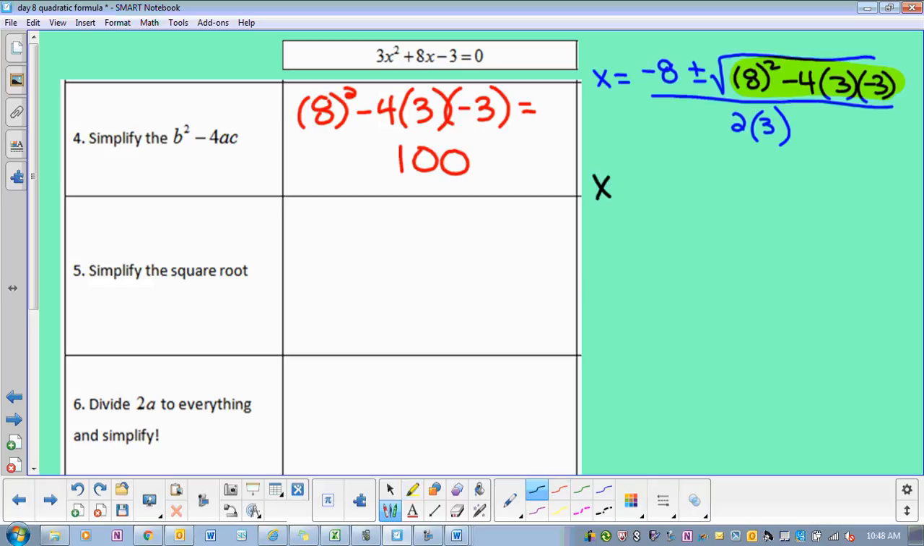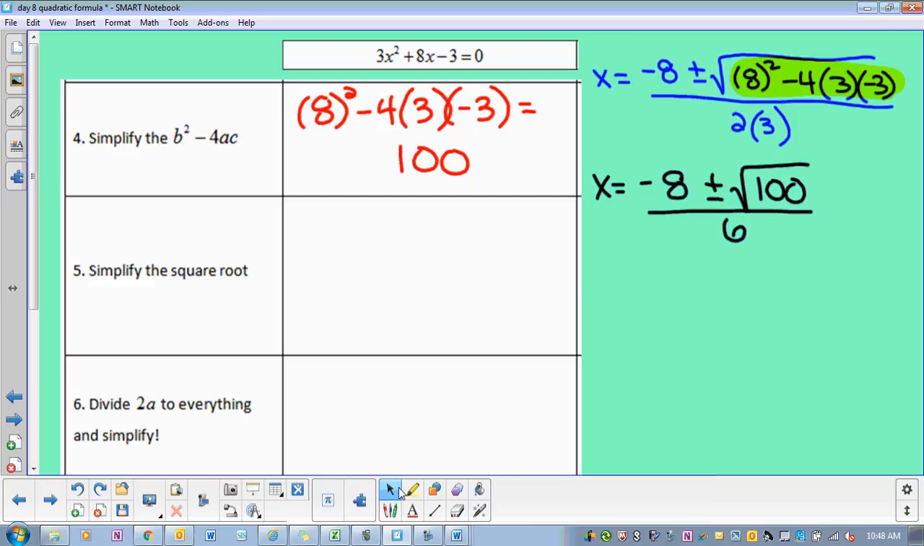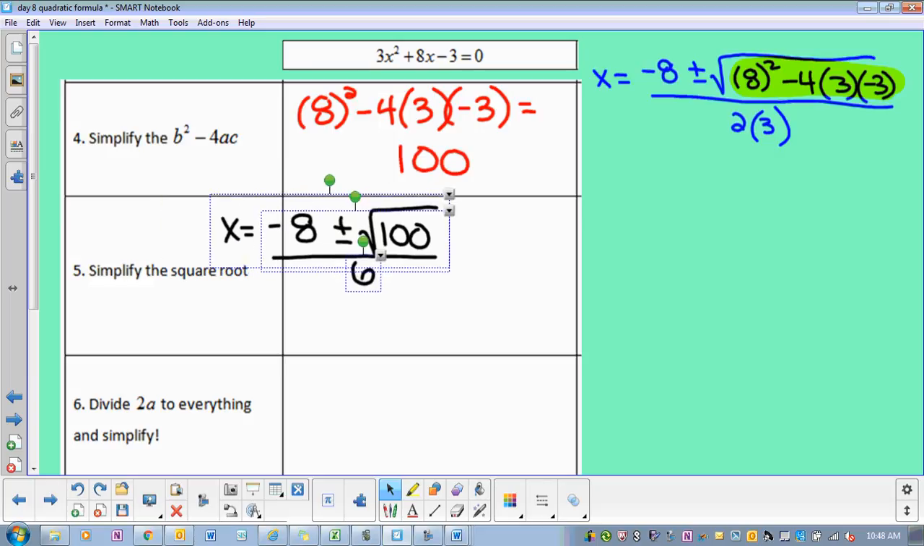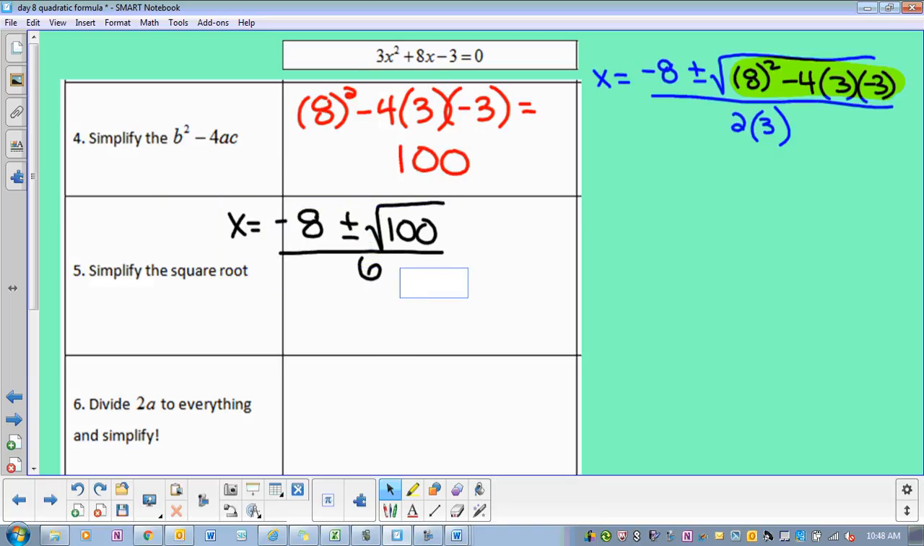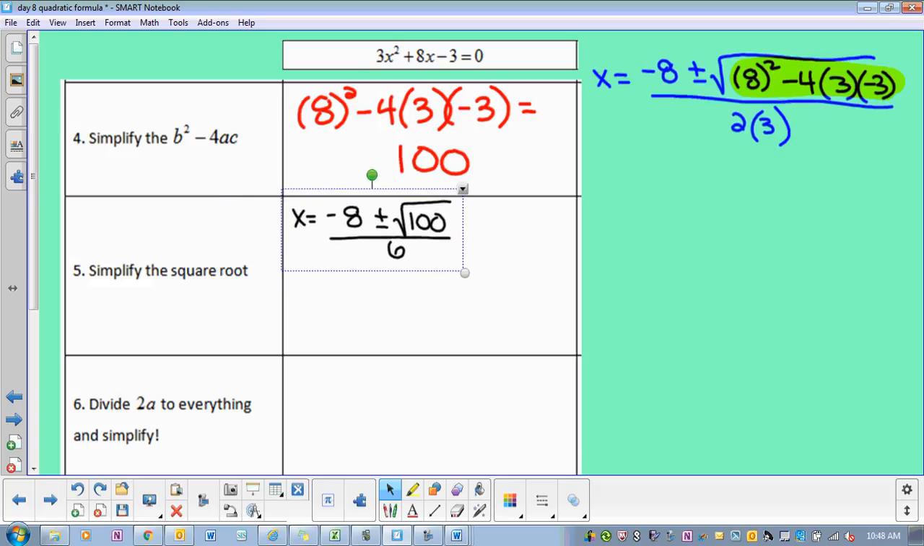So let's see, we have x equals -8 plus or minus square root of, now what number goes in there? 100 over, what's 2 times 3? 6, right? You know what? I'm sorry. You can write this over here if you like. Okay, you can write that right in here.